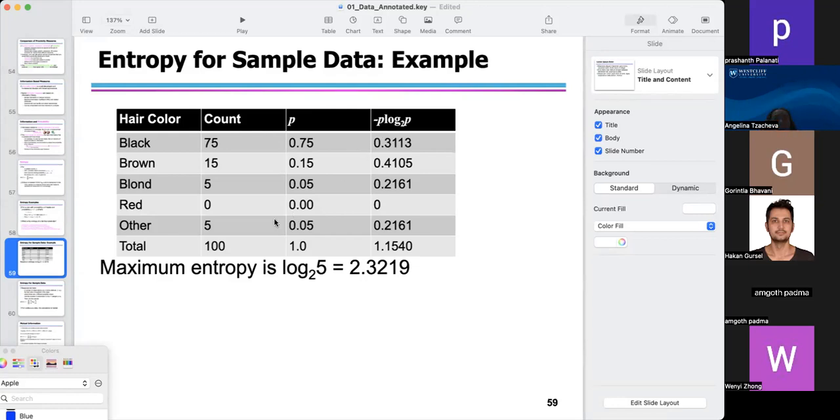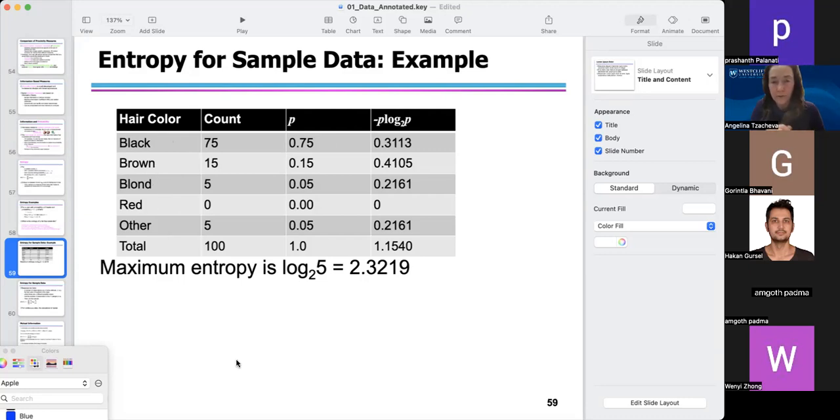Now here we are computing the entropy for each class label. In this case, the class label is a color. So we have 1, 2, 3, 4, 5, 6 colors here.